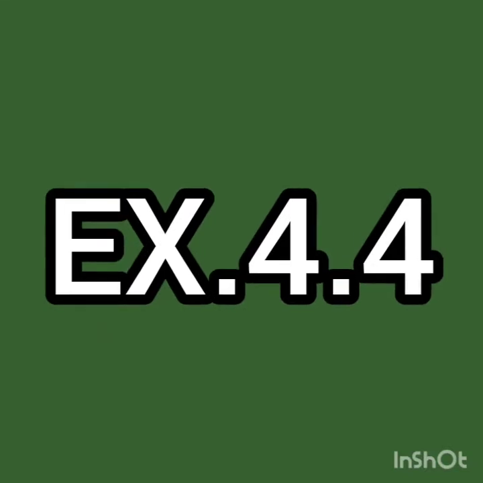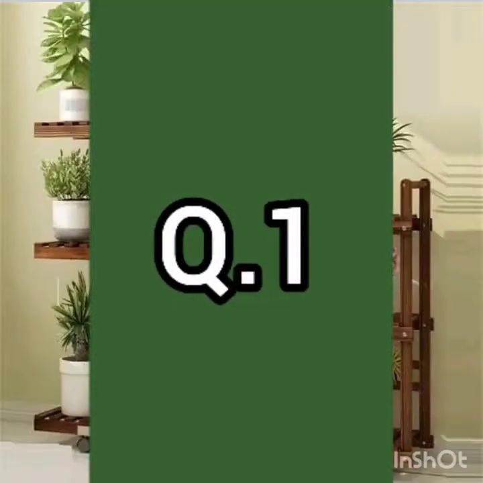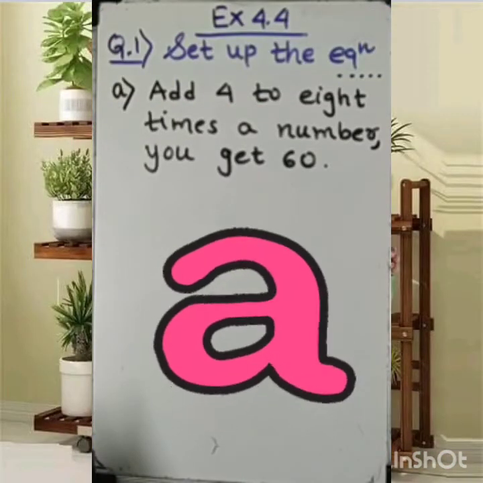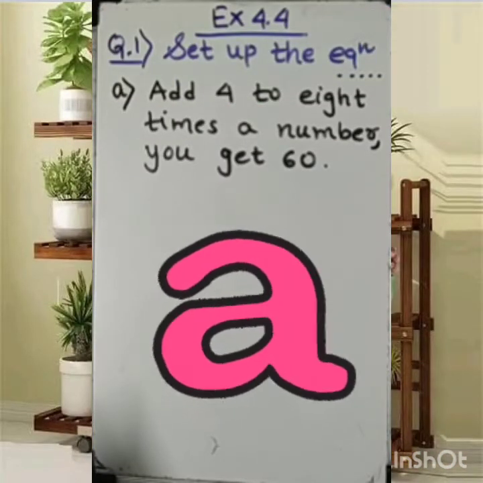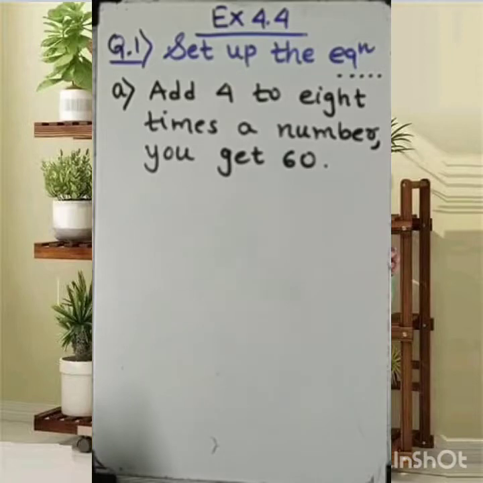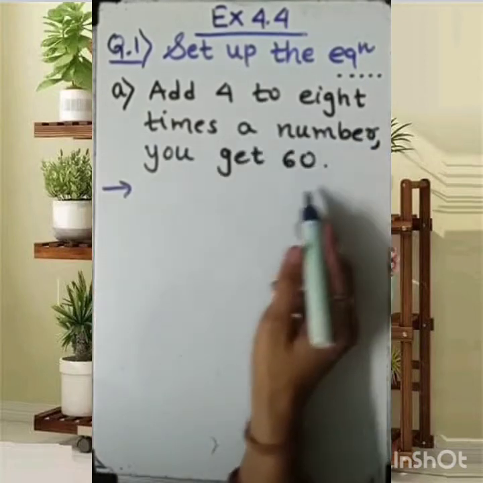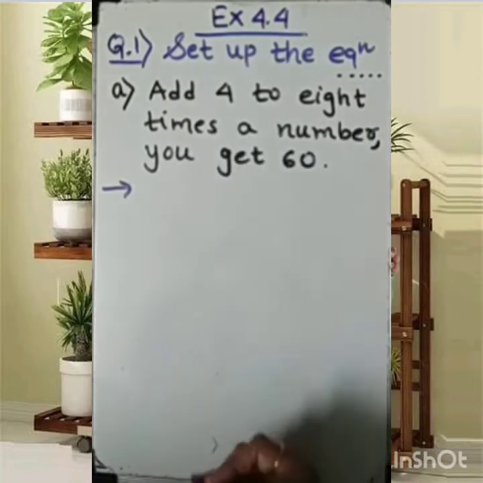Exercise 4.4 of chapter 4, simple equations. Question 1 of the exercise says: set up equations and solve them to find the unknown number in the following cases. In the A part: add 4 to 8 times a number, you get 60. My dear student, first we need to form an equation through the given detail, and then we have to solve it also.